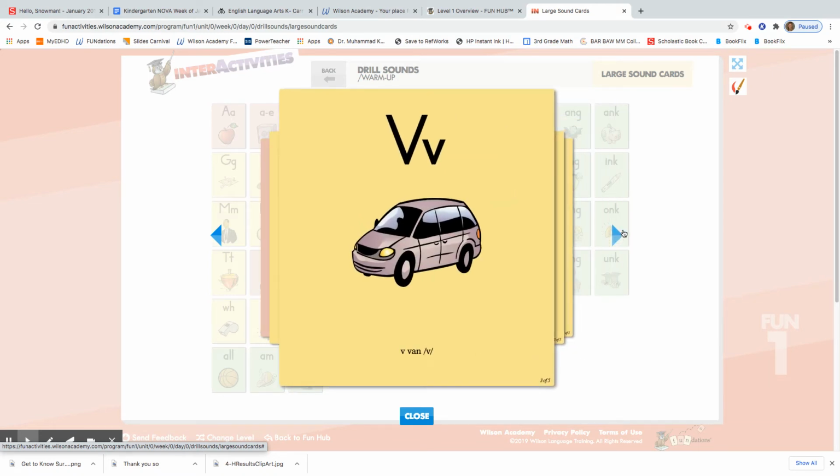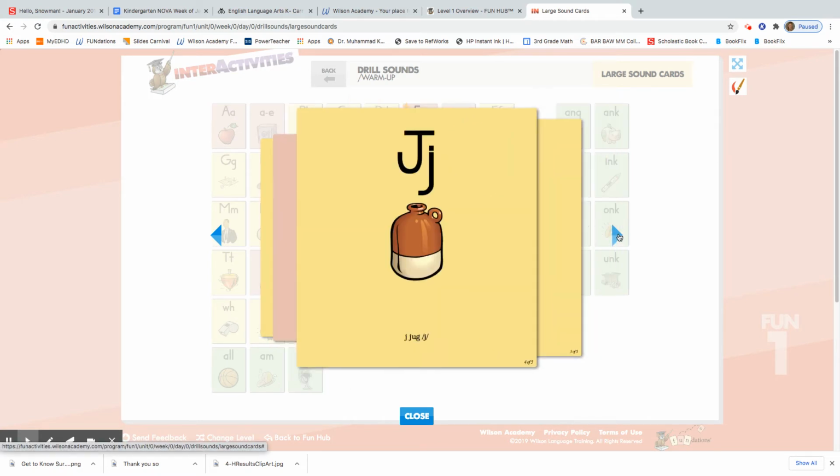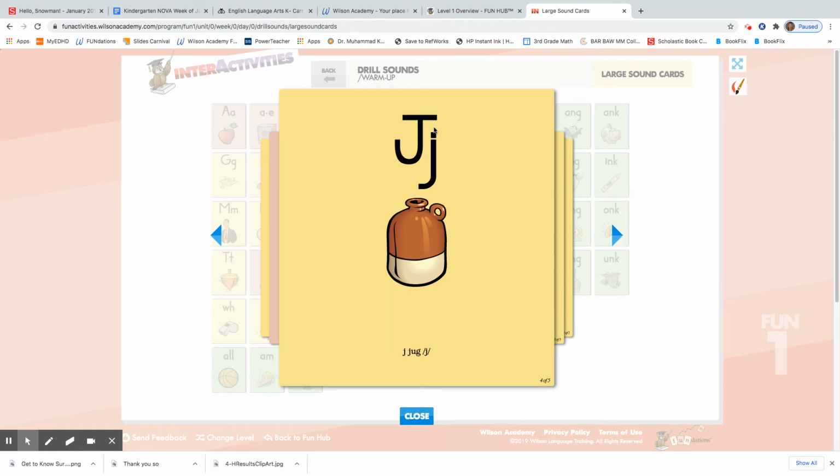Good. And now our new letter this week is the letter V, keyword, picture, van, sound, v. V, van, v. Your turn. Another new letter that we have this week is J, jug, j. J, jug, j. Your turn.